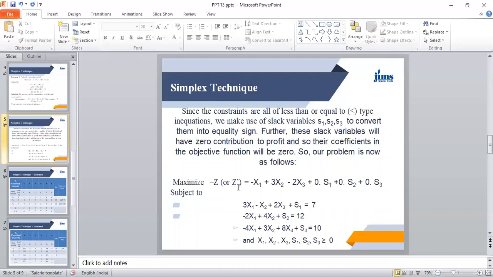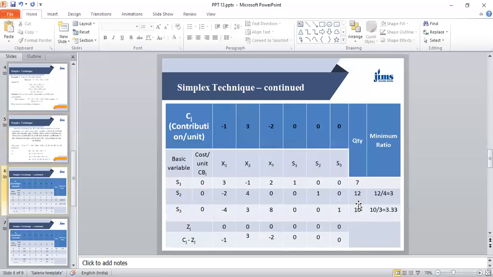So our initial solution will comprise x1, x2, x3 as 0, so s1 will be equal to 7, s2 will be 12, and s3 is equal to 10. What we consider is that we produce only s1, s2, s3 in quantities 7, 12, and 10, so that it has no profit. Whatever be the value of s1, s2, s3, because their contribution is 0, the profit is 0. So we start with 0 profit and s1, s2, s3 with quantities 7, 12, and 10.